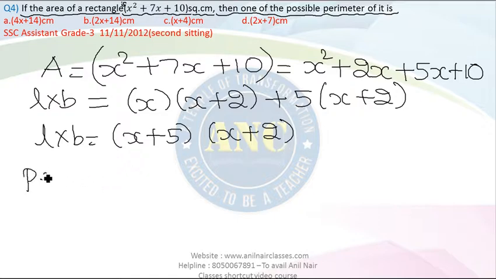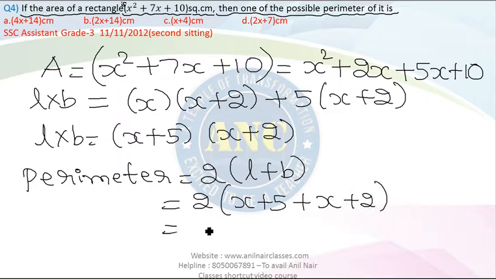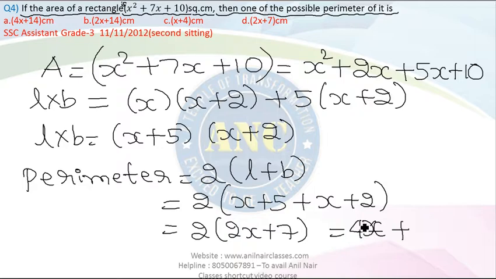Now one of the possible perimeter they are asking you in the question. Perimeter of the rectangle is, it is nothing but 2 into L plus B. So L is x plus 5, breadth B is x plus 2. So this becomes 2 times of 2x plus 7. This is nothing but 2 into 2x is 4x plus 2 into 7 is 14. So it is nothing but 4x plus 14 centimeter, which is option A.